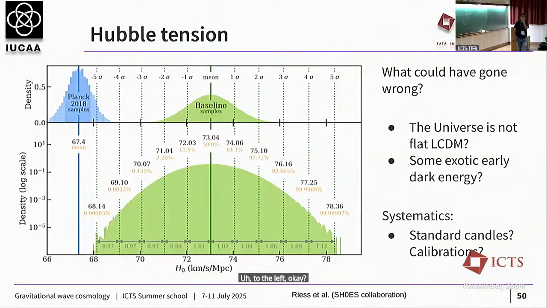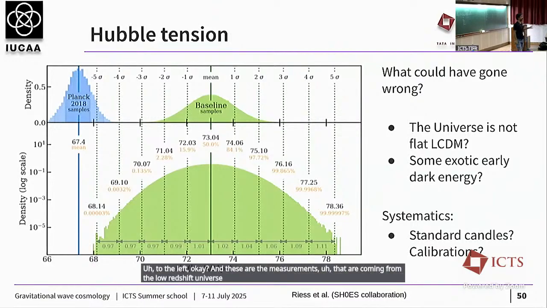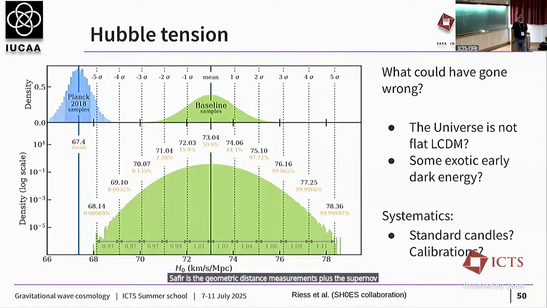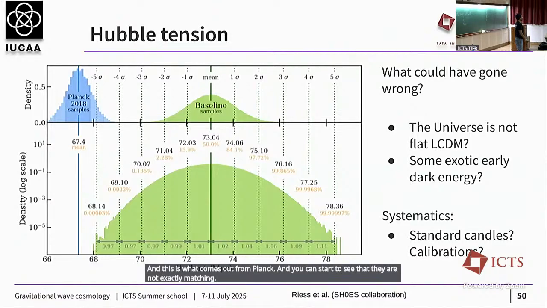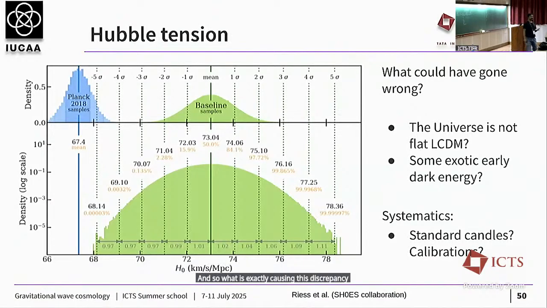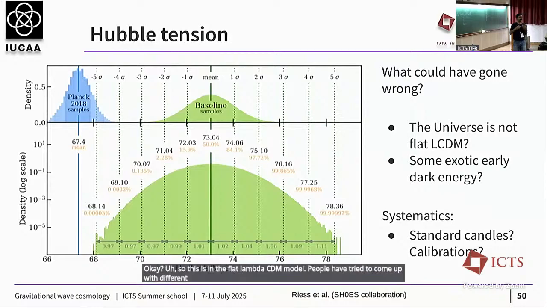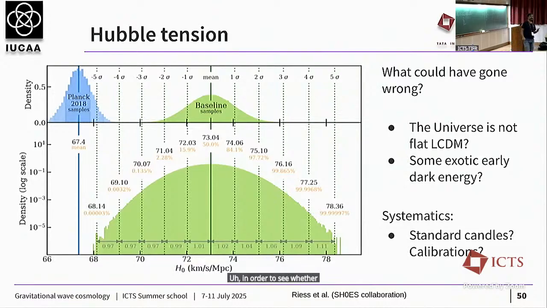Okay. And these are the measurements that are coming from the low redshift universe. So the kind of measurements of the Cepheids, the geometric distance measurements, plus the supernovae all combined together. So this is the posterior distribution that you see on H naught. And this is what comes out from Planck. And you can start to see that they are not exactly matching. And so what is exactly causing this discrepancy is not fully understood. Okay. So this is in the flat lambda CDM model. People have tried to come up with different ways of modifying the standard lambda CDM in order to see whether this discrepancy changes or not.